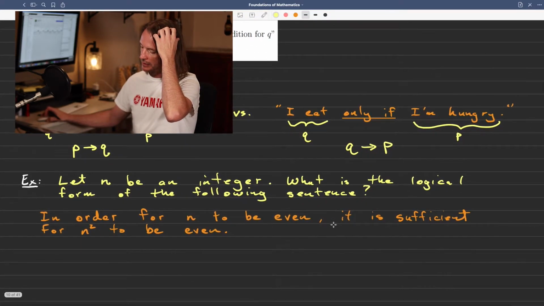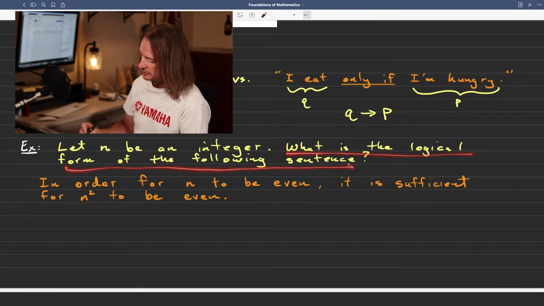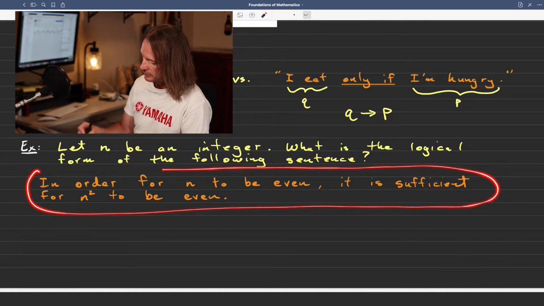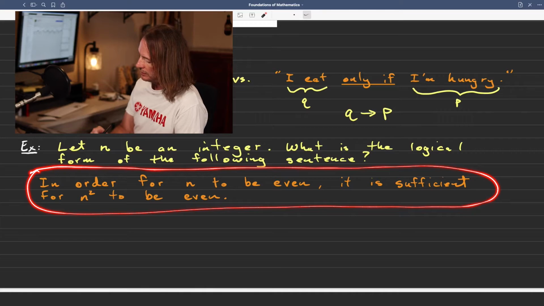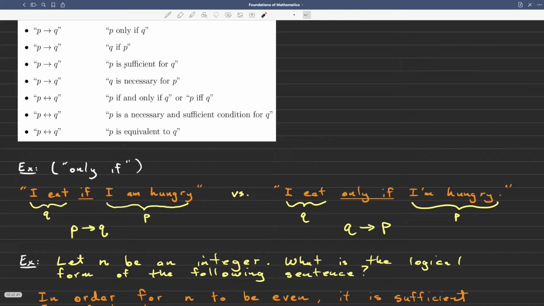Okay, and let's look at this second example. I want to find the logical form of the following sentence. Here's the sentence under consideration: in order for n to be even, it is sufficient for n squared to be even. What is sufficient? If we go up to the table, on this line right here, one way to say P implies Q is P is sufficient for Q. But notice that it's the P that is sufficient. Sufficient is referring to P. So whatever the sufficient part is, is the hypothesis, and the part that comes after is the Q.